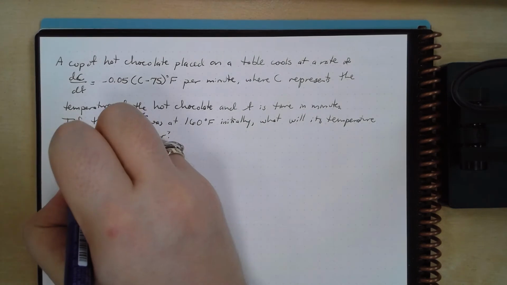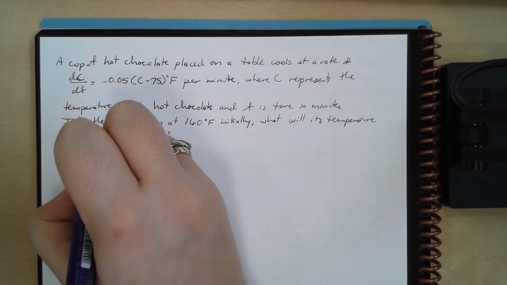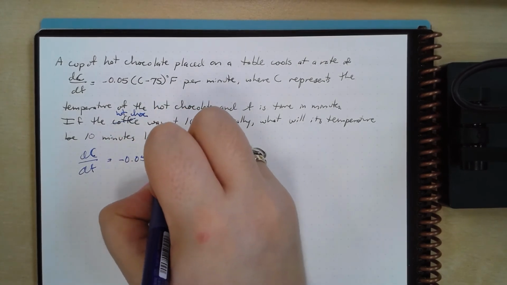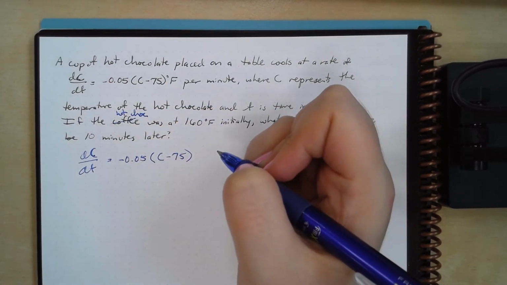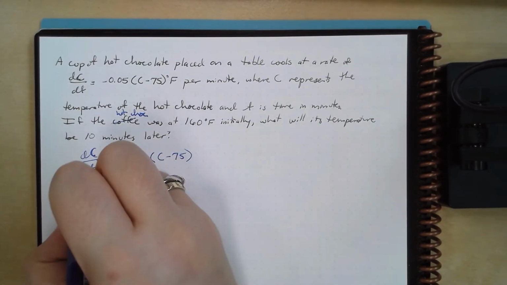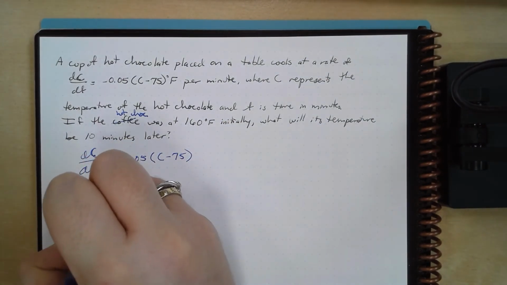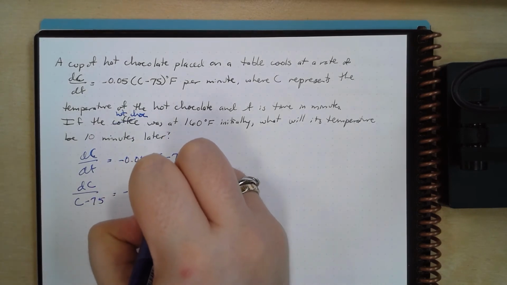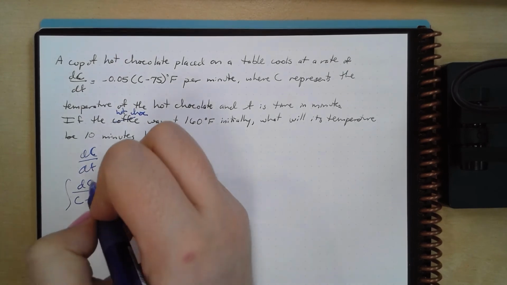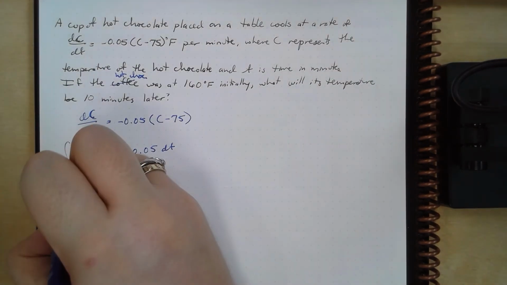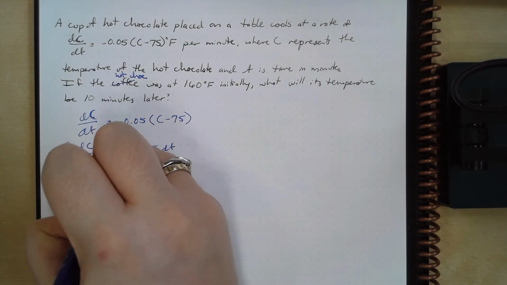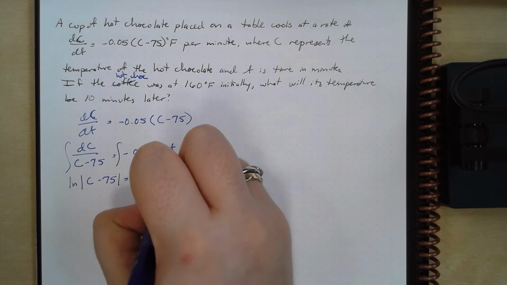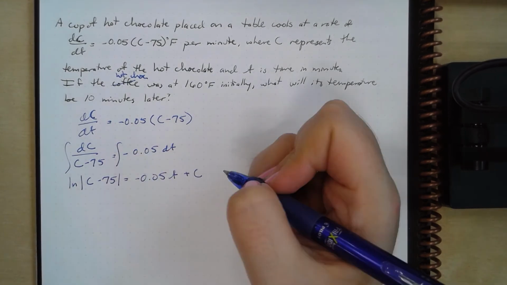Okay, so dC over dt is equal to negative 0.05 times C minus 75, right? So I'm going to rewrite this. We'll get dC over C minus 75 is equal to negative 0.05 dt. We can integrate both sides. So we have the natural log of C minus 75 is equal to negative 0.05 T plus C, right?